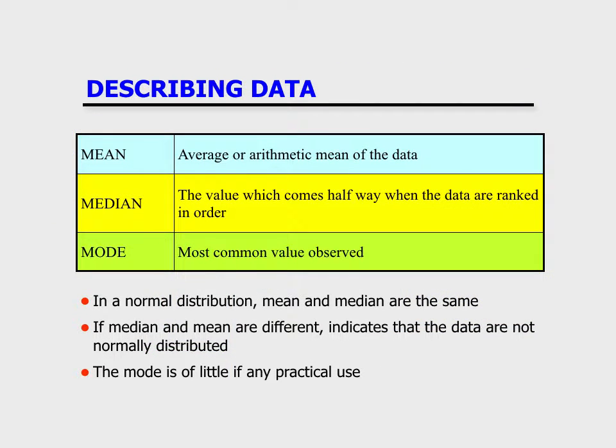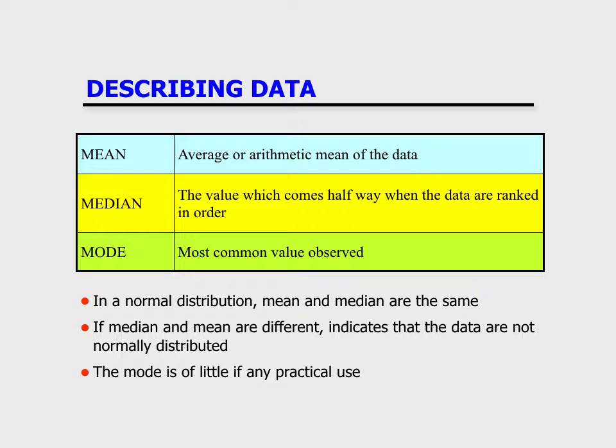So again, let's take a look at some of the terms. The mean is the average or arithmetic mean. The median is the value which comes halfway between the data when they're ranked in order, and the mode is the one that's most common or most frequently observed. Now, the median is often the same as the mean. In the case where the median is not the same as the mean, which we'll look at in a moment, you'll start to see a bell curve that doesn't look exactly like a bell, and I'll explain why.